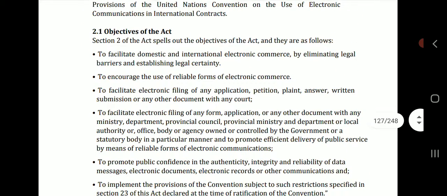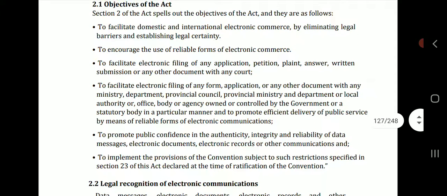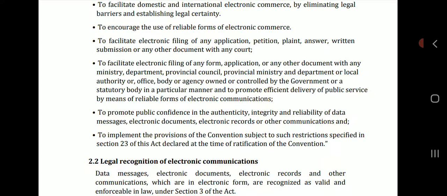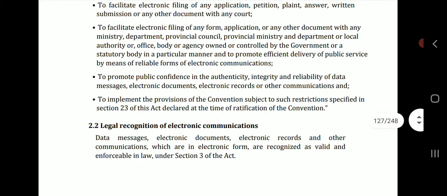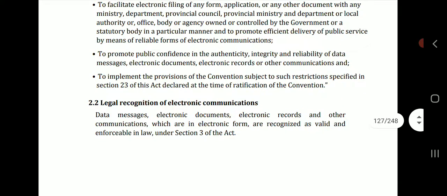So the objective is to facilitate domestic and international electronic commerce, to encourage the use of reliable forms of electronic commerce, to facilitate electronic filing of applications, petitions, plaints, answers, written submissions or any other document with any court, to facilitate electronic filing of forms, and to promote public confidence in the authenticity, integrity and reliability of data messages, electronic documents and records. It is to implement the convention provisions according to Section 23 of the Act declared at the ratification of the convention.